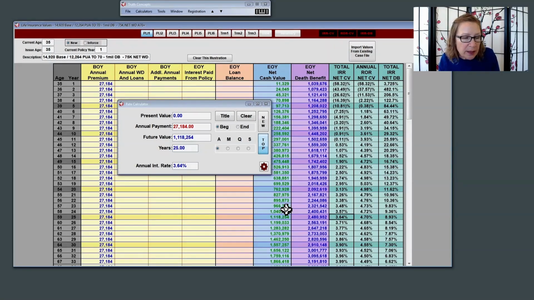Let me say that again. We put in $27,000 every single year. We have $1,118,000 of cash value. We did that for 25 years. In order to have all of those numbers be true, we had to have an annual interest rate of 3.64. 3.64 is your 25th year number on your internal rate of return column.